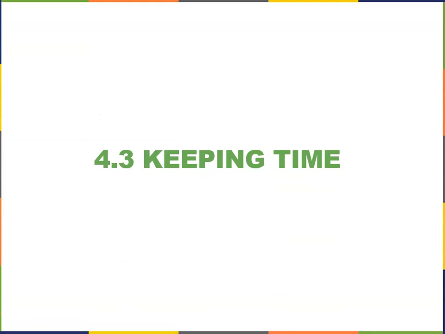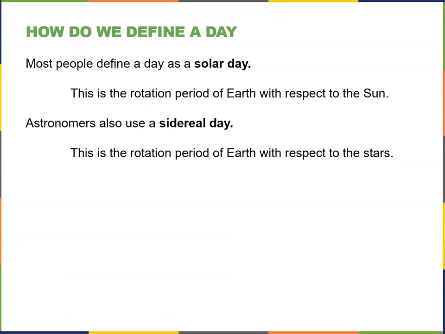Our next section is concerned about keeping time. One of the most common measures of time is a day. So most people define a day as a solar day. This is the rotation period of Earth with respect to the sun. However, astronomers use a sidereal day. This is the rotation period of Earth with respect to the stars.